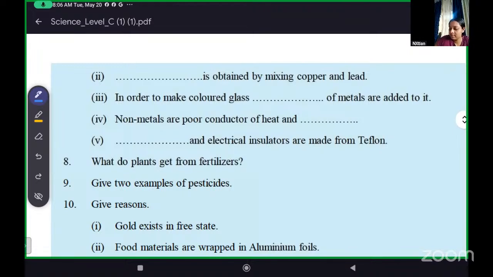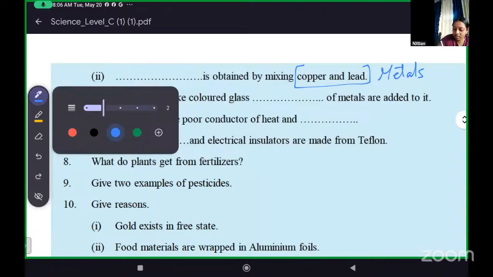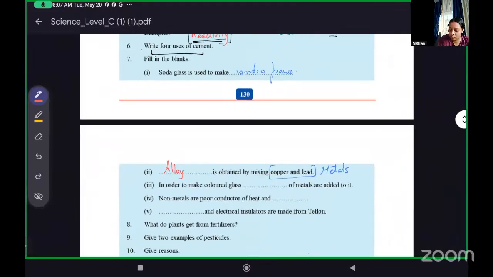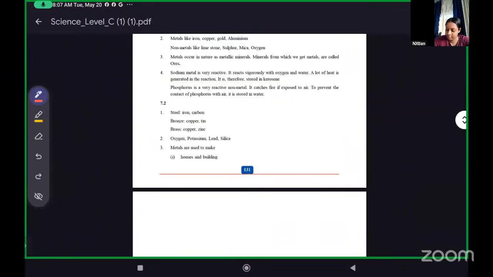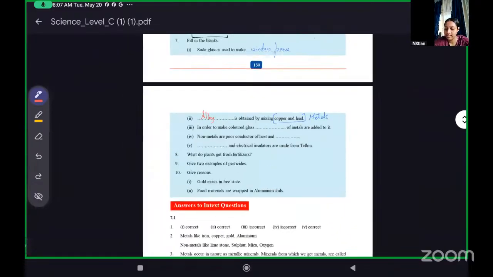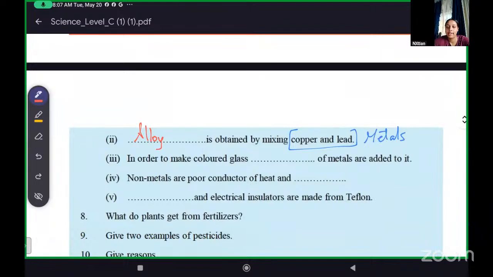It creates an alloy since copper and lead are metals. And when we combine two metals, what is obtained? An alloy is obtained. It can be leaded copper or copper lead alloy, also you can write.